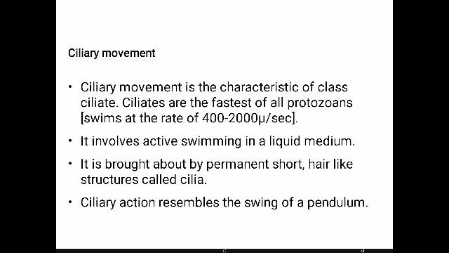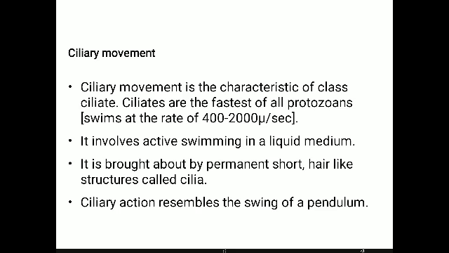The third one is the ciliary movement. As all of you know, cilia are small hair-like structures present on the surface of the body, throughout the body. Ciliary movement is the characteristic feature of the class Ciliata.